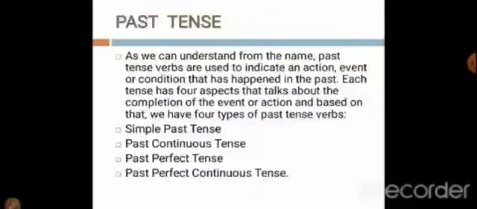As we can understand from the name, past tense verbs are used to indicate an action, event, or condition that has happened in the past. Each tense has four aspects that talk about the completion of the event or action, and based on that, we have four types of past tense verbs: simple past tense, past continuous tense, past perfect tense, and past perfect continuous tense.